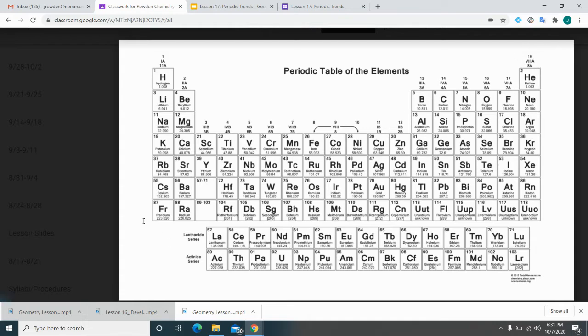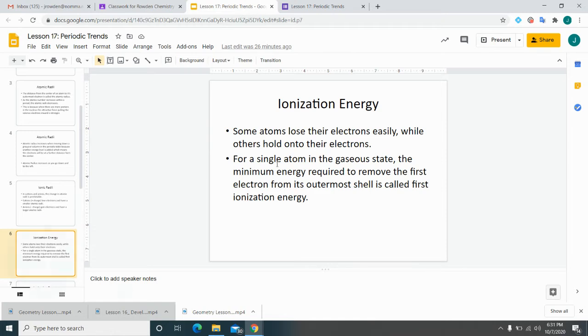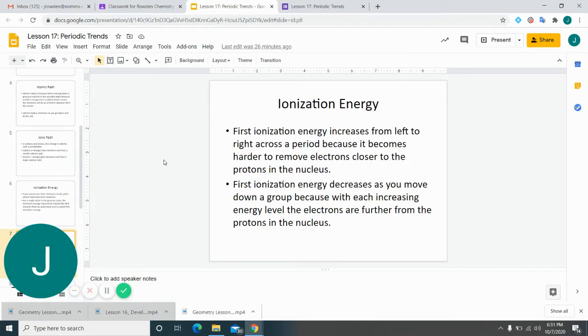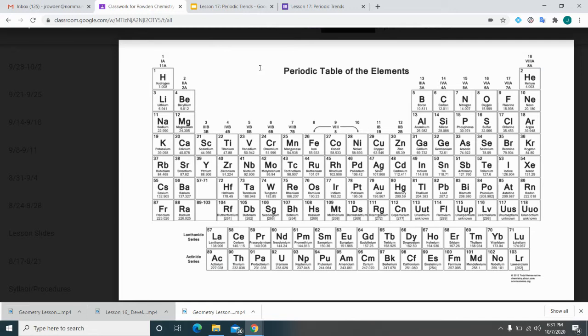Well, it's going to be way easier to remove it when it's further away. So basically, if atomic radii is bigger down and to the left, then for the ability to remove electrons, or the ionization energy, we're going to have the opposite trend. So it's going to take more energy as we go up and to the right to remove electrons. So your trend for ionization energy is up and to the right.